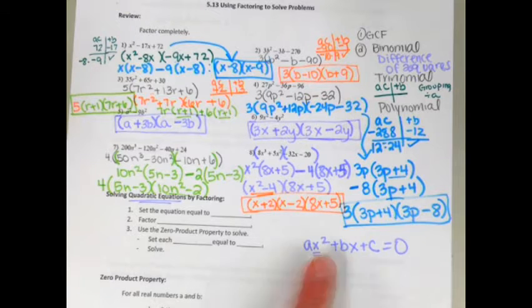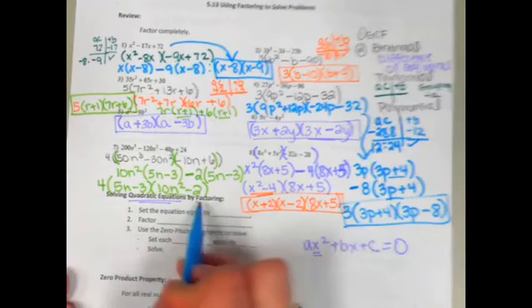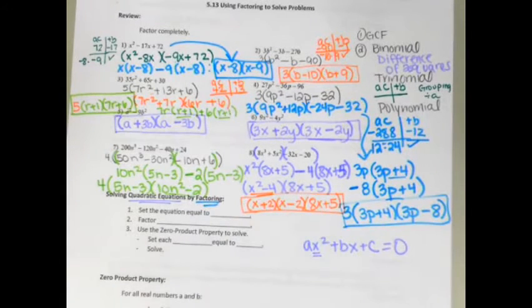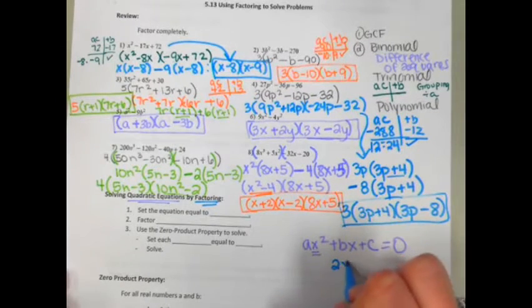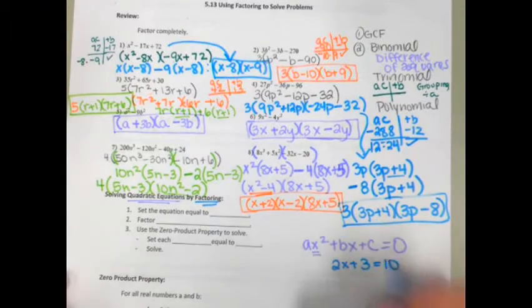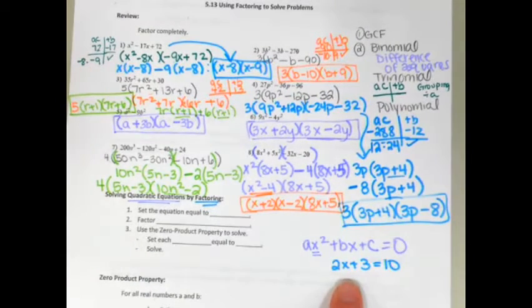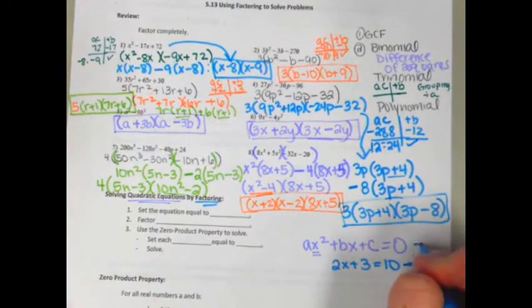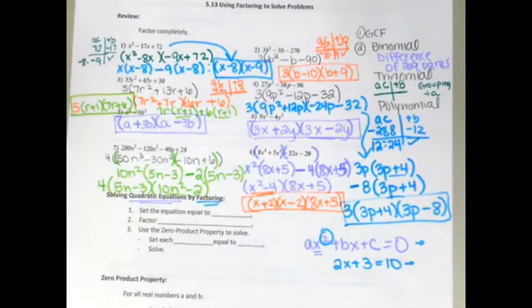Okay. Now, one way to solve these is by factoring. So the difference between our linear equations, like 2x plus 3 equals 10, you know how to solve this, right? You would subtract the 3, divide by the 2, right? This is a linear equation. Quadratics, we have a possible of 2 answers.